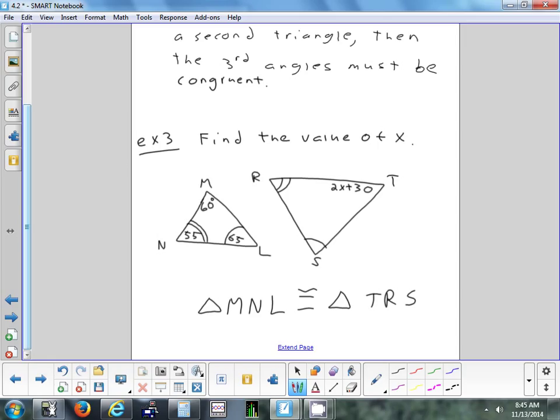What we just did is we used the third angles theorem. We knew that N matched R. We know that L matches S. So if 2 out of 3 angles match, then M must match T. Okay, now how can we use the congruence statement to solve for x?